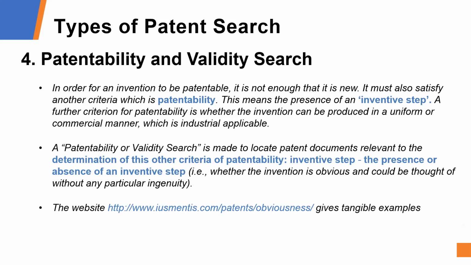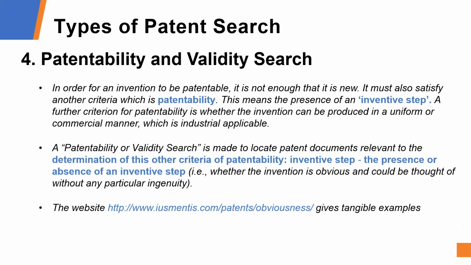In order for an invention to be patentable, this is now number 4, patentability and validity search. So novelty, that's 1. For patentability, we're looking at, for example, the inventive step. That is the second requirement. In order for an invention to be patentable, it is not enough that it's just new or novel. It must also satisfy another criterion, which is the inventive step. Another criterion for patentability is whether the invention can be produced in a uniform or commercial manner, which is industrial applicability. That is the third requirement.